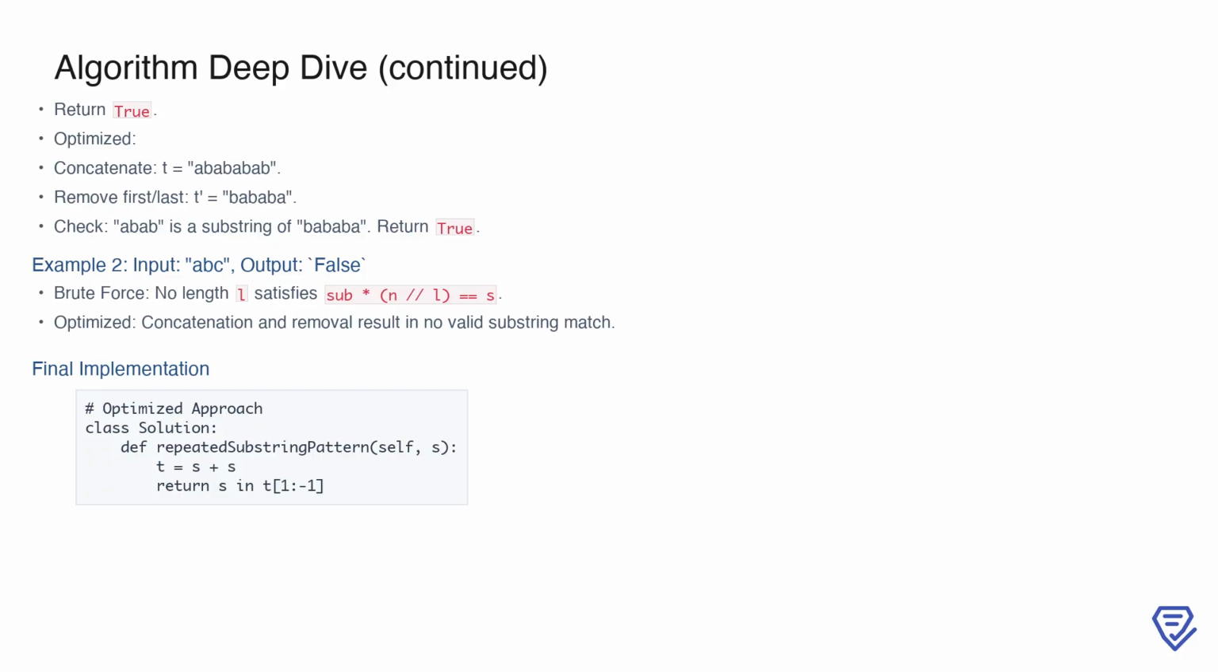Now consider a string like ABC. The brute force approach finds that no substring length produces a valid repeated pattern, and the optimized method confirms this, as ABC does not appear as a substring in the manipulated version of itself.